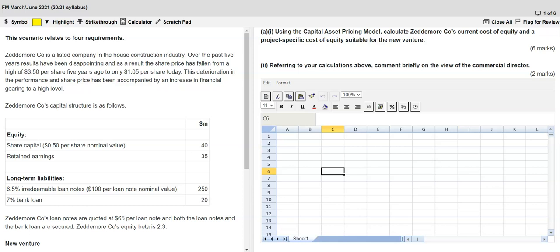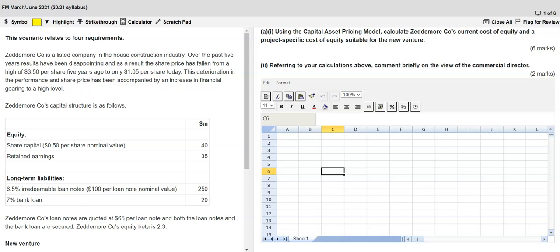Zeddemore company is a listed company in the housing construction industry. Over the past 5 years, results have been disappointing. As a result, the share price has fallen from a high of $3.5 to only $1.05 per share today. This deterioration in performance and share price has been accompanied by an increase in financial gearing to a high level. So the company is facing two problems: gearing is rising and share prices are declining.